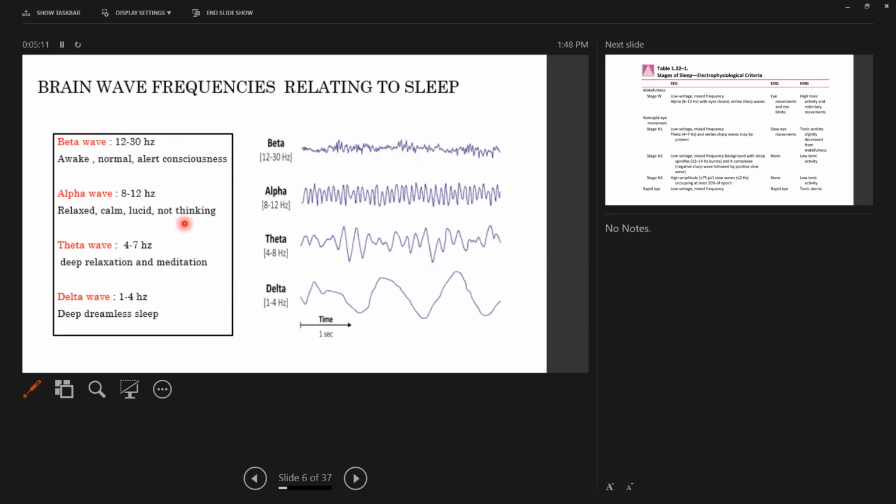Now, when we are a bit calm, relaxed, and with our eyes closed, we have the alpha wave, which stands at 8 to 12 hertz. Then, as we go into deep relaxation and meditation, lighter sleep, we have theta waves. Theta waves are 4 to 7 hertz. Then finally, the delta wave, which is the slow wave sleep. This is the deep sleep. It has very low frequency, 1 to 4 hertz, and high amplitude, as we can all see.